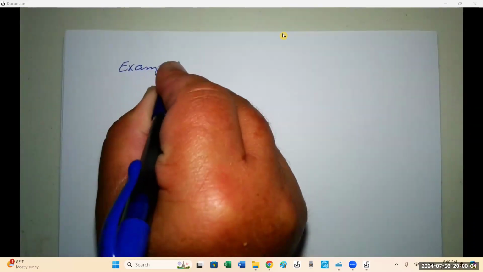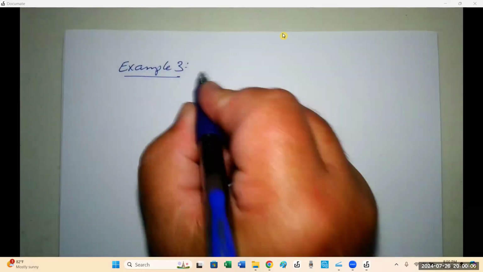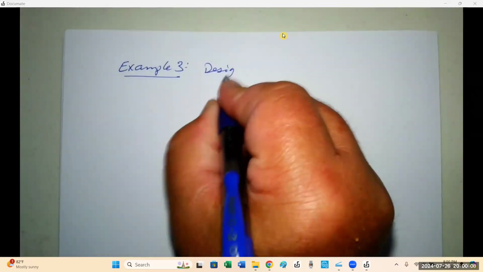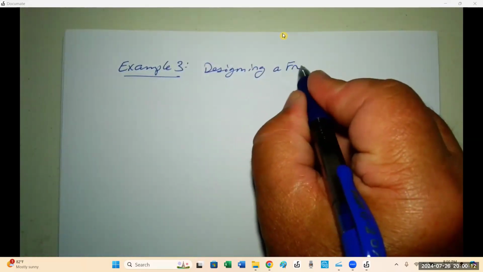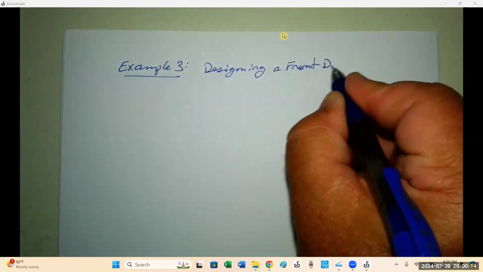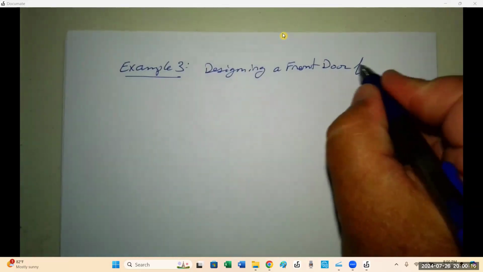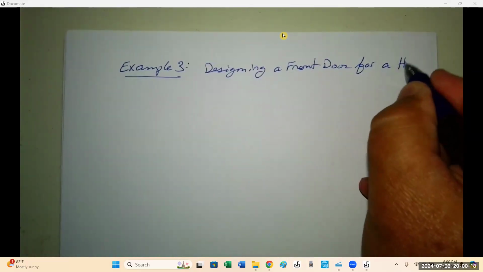Okie doke. Let's look at example 3. Designing the front door of a home.